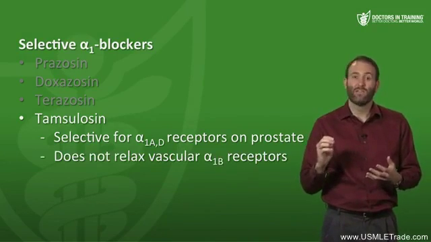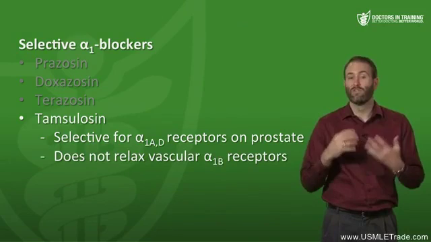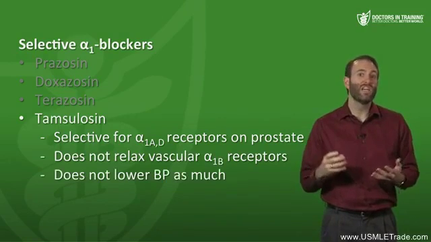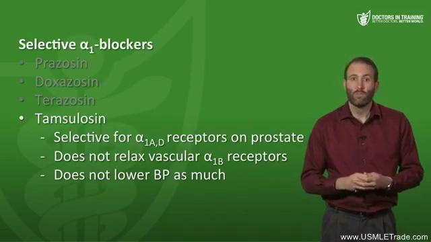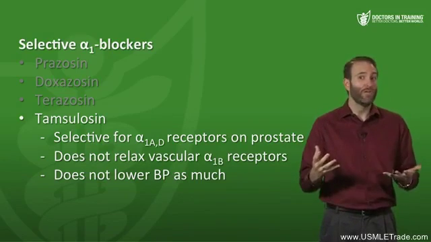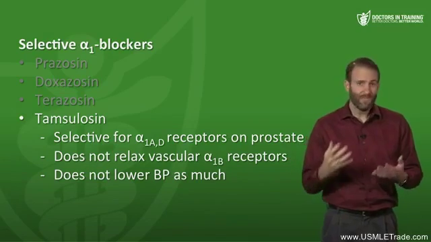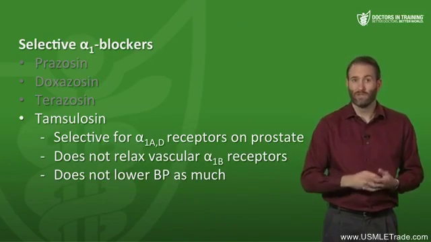It does not relax the vascular 1B receptors. That's what you're going to find in your vasculature. So tamsulosin is not going to lower your blood pressure near as much as the typical alpha-1 blocker. So patients with BPH with high blood pressure, maybe you go with a Zosyn drug. If they don't have high blood pressure, go with tamsulosin.